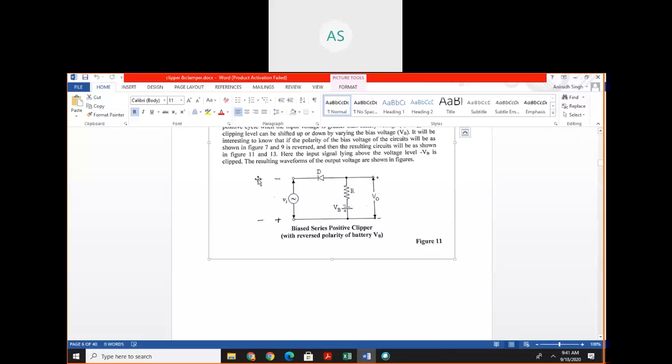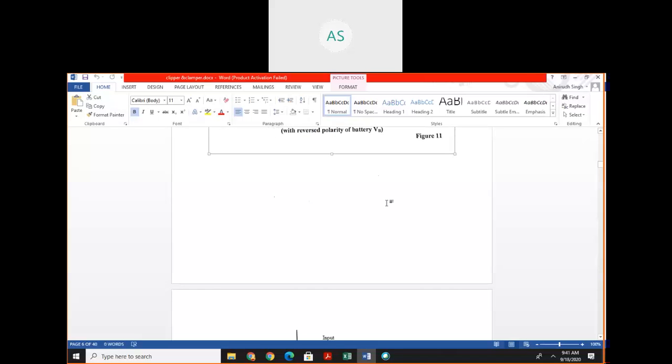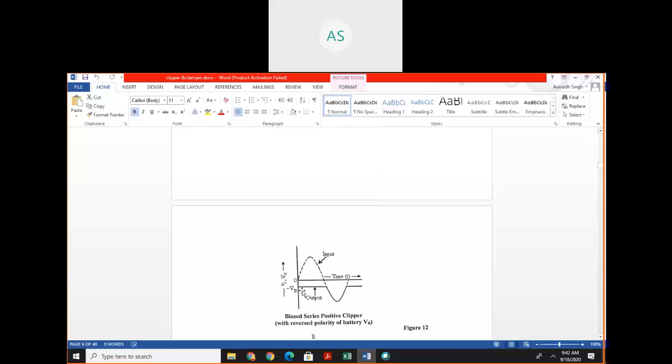Then I am explaining one more example. Bias series positive clipper. Positive, negative, positive, negative, positive means this voltage is additive. So we start with the positive half cycle. For the positive half cycle, this positive terminal is connected to cathode. It means that this diode is reverse biased. Reverse bias means open circuit, and we get a constant voltage.